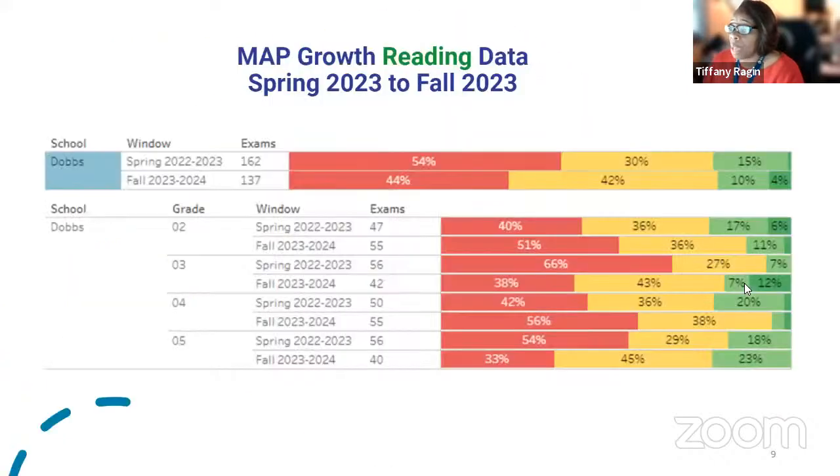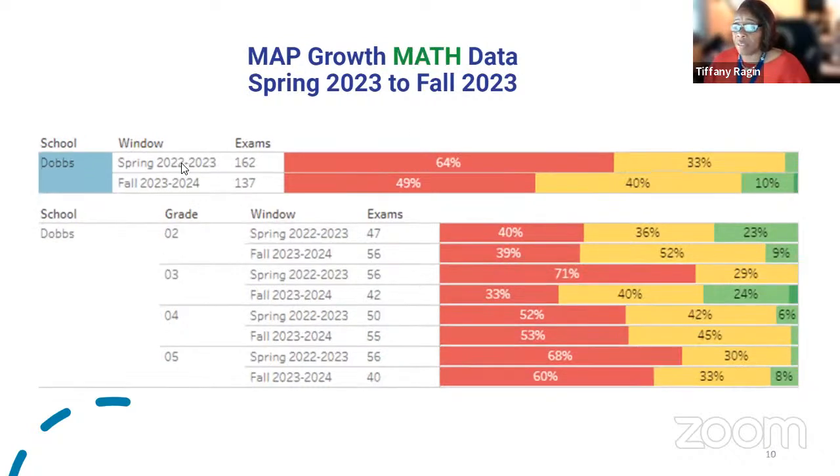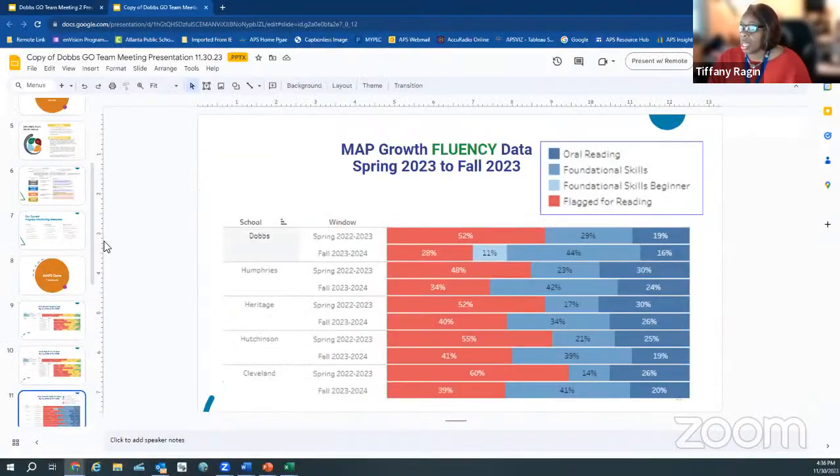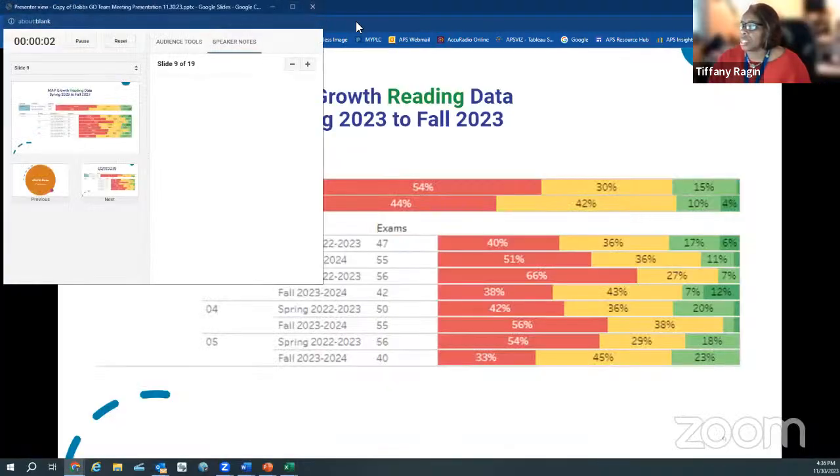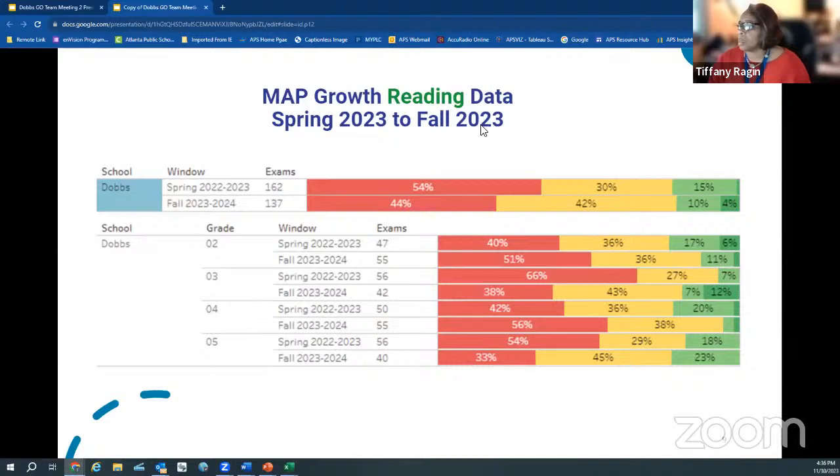So with our first administration with MAP, so as we discussed, so that you all will know where we came from, last spring we took MAP, and based on spring, and I'm sorry, let me go back. I don't know what happened. Moving too fast. Okay. Hold on, guys. I'm messing the thing up.